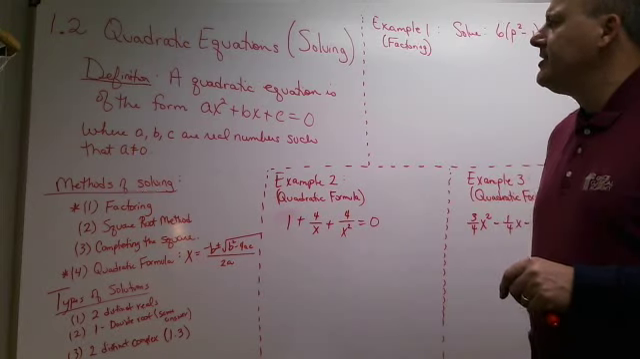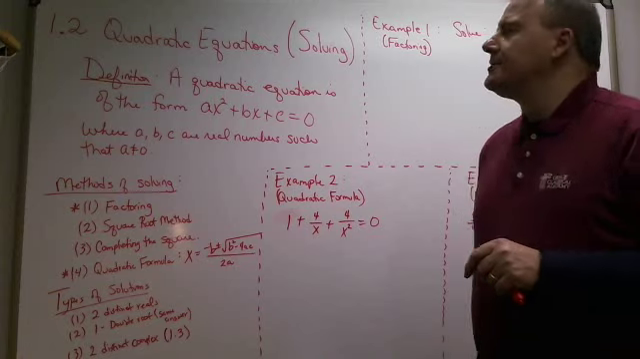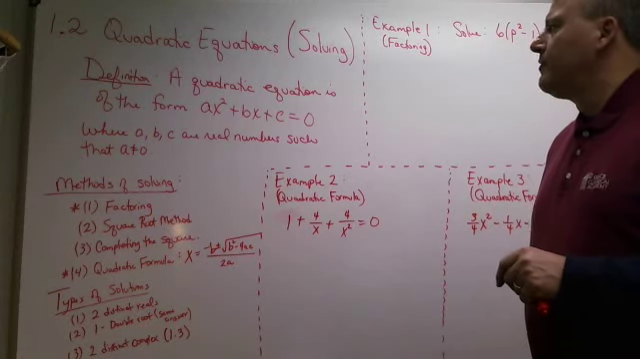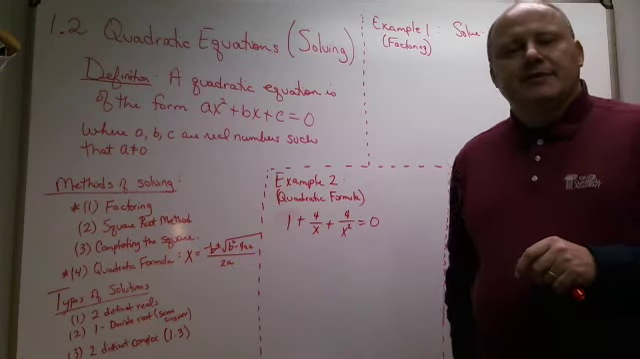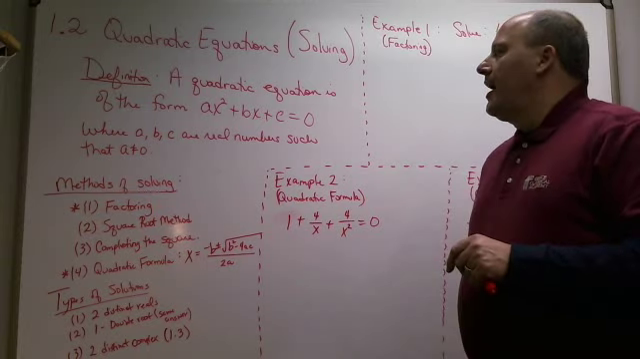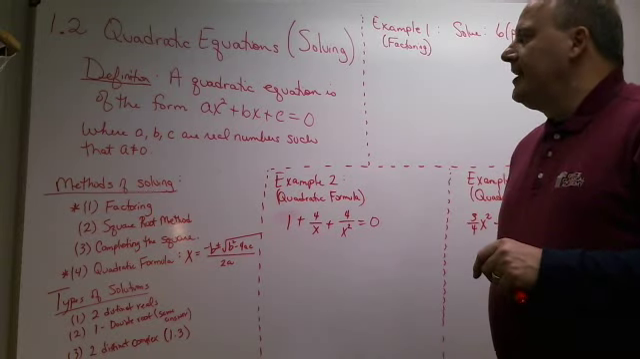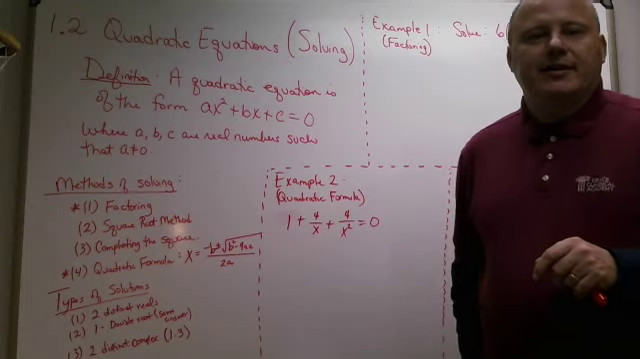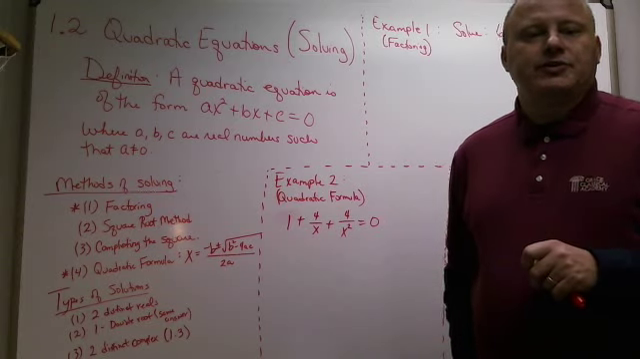First of all, the definition of a quadratic equation, like I gave you in class, is that a quadratic equation is of the form ax squared plus bx plus c equals 0, where a, b, and c are real numbers such that a does not equal 0. So this is going to be one of our friends for this course.